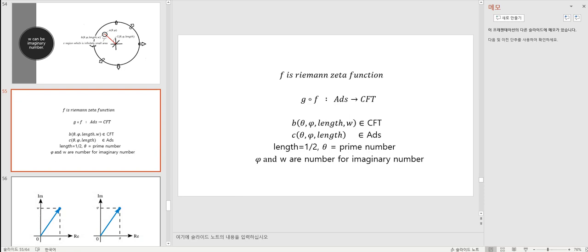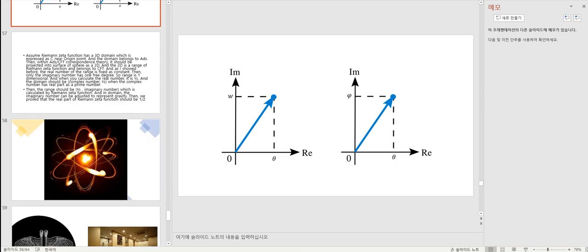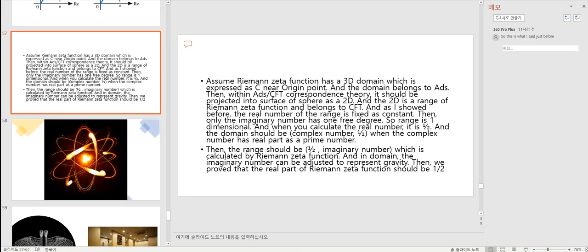f is the Riemann zeta function, and z dot f is a function from edges to CFT. So C is the portion which is included in AdS, and B is a point included in CFT, and the length value is half, and the theta value is a prime number. Cosine and omega are numbers for the imaginary number. This is the omega and cosine, and theta has a relation.